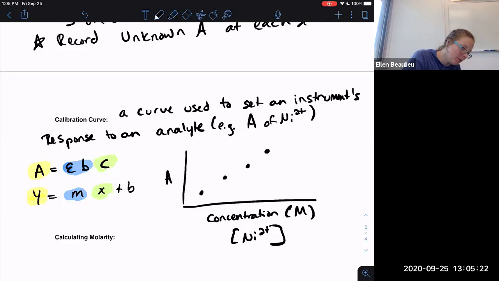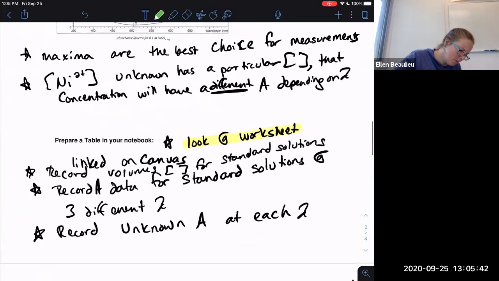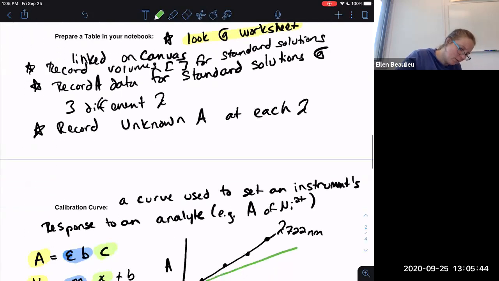So let's say this particular one is our line for 722 nanometers. You're going to have 3 different lines on your graph. You're going to plot 3 different lines on the same graph. So let's say this one is the 600 and something. What was that wavelength? 658 and 395.